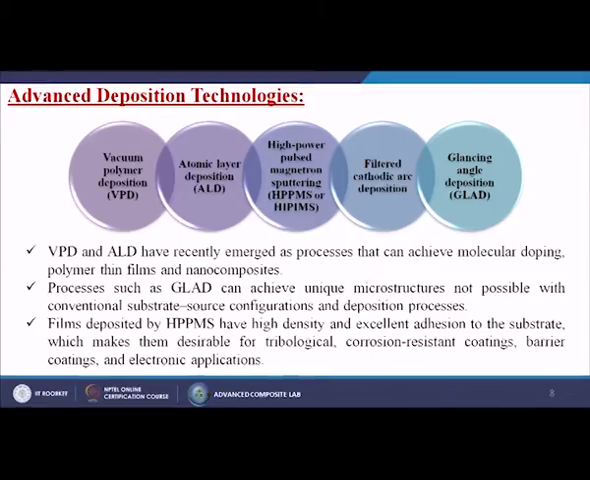VPD and ALD have recently emerged as processes that can achieve molecular doping, polymer thin films and nanocomposites. Processes such as GLAD can achieve unique microstructures not possible with conventional substrate-source configurations and deposition processes. Films deposited by HPPMS have high density and excellent adhesion to the substrate, which makes them desirable for tribological, corrosion resistant coatings, barrier coatings and electronic applications.